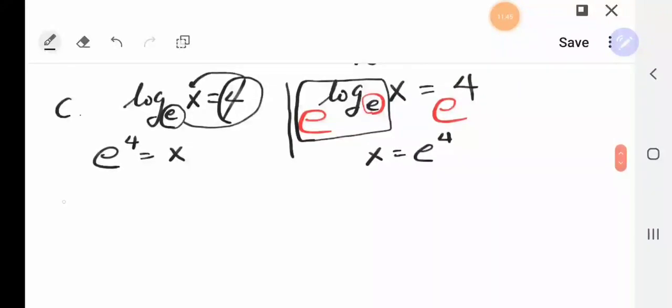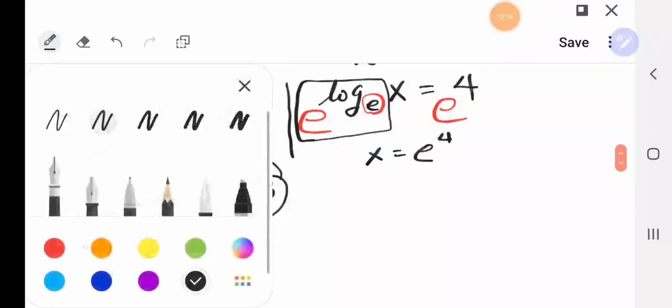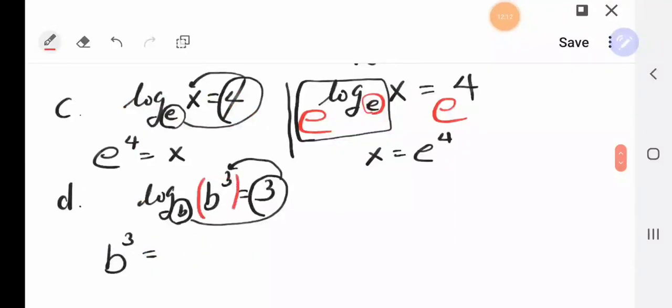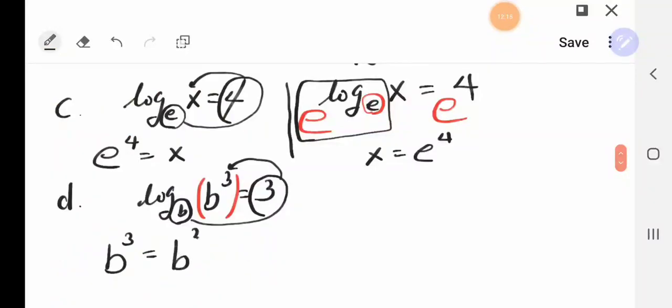Another one, letter D. Logarithm base b of b cubed is equal to 3. The base is b, so the exponential form is b to the, b is the base and 3 is the exponent of the exponential form. The result is inside the logarithm. Inside the logarithm is this guy, b cubed.